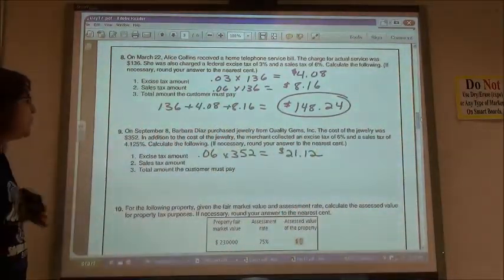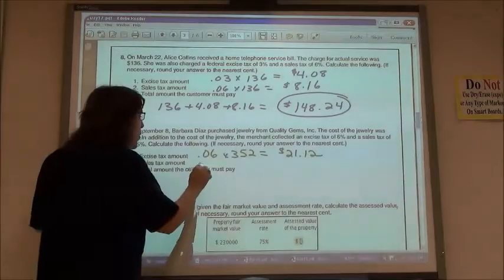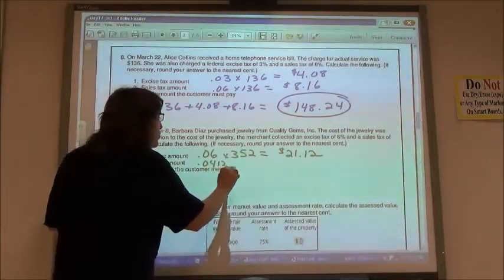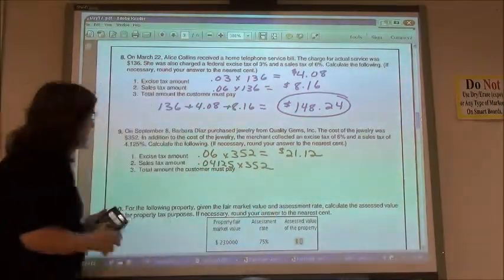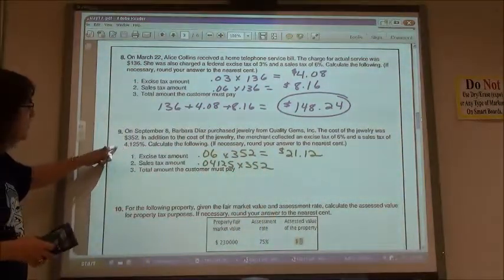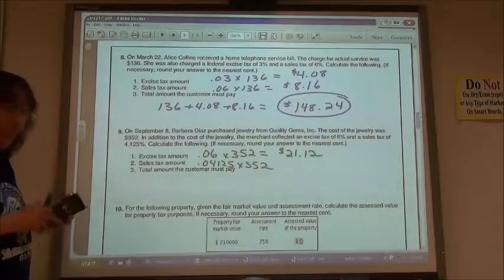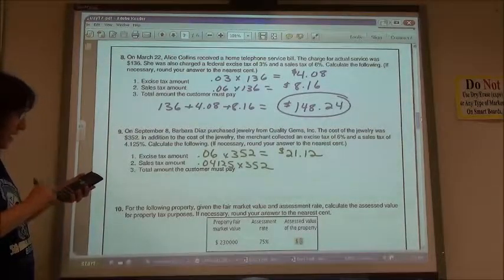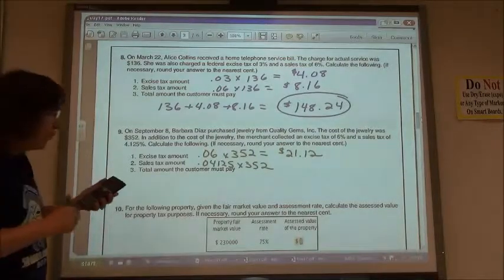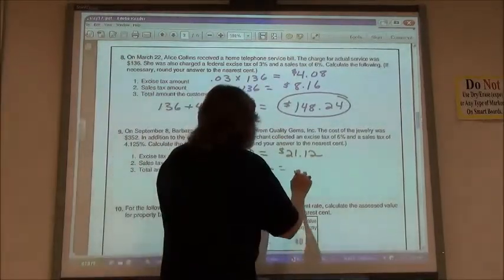My sales tax, 4.125%, so 0.04125 times my $352. So again, you move your decimal 2 places, that adds that 0 in front of the 4. So 0.04125 times 352, $14.52.